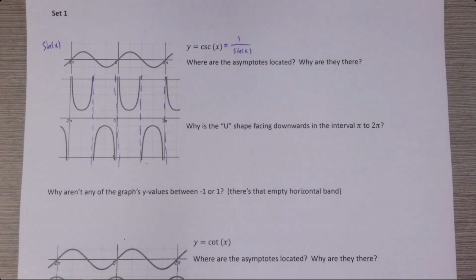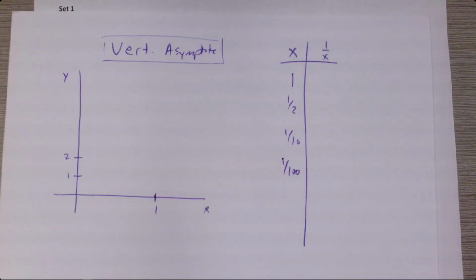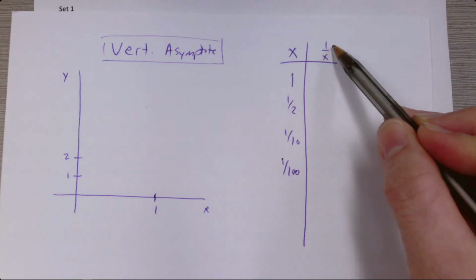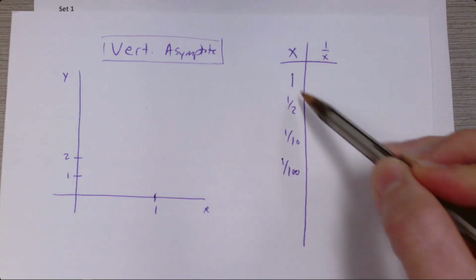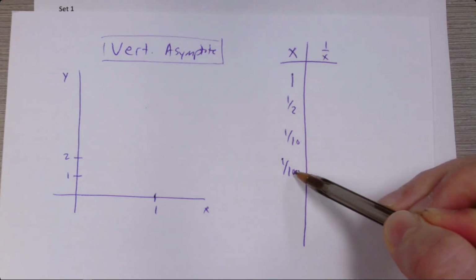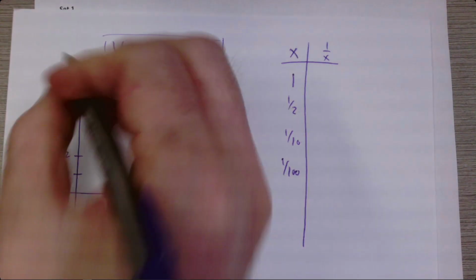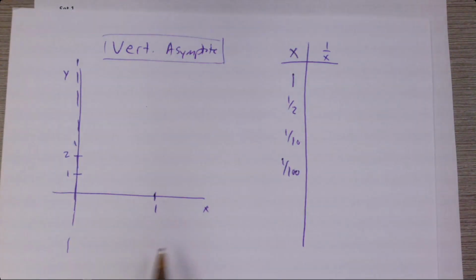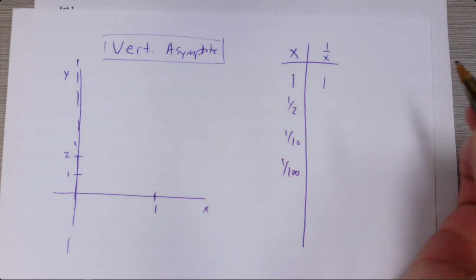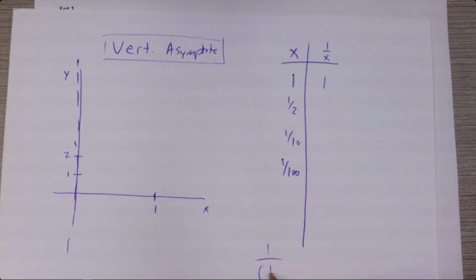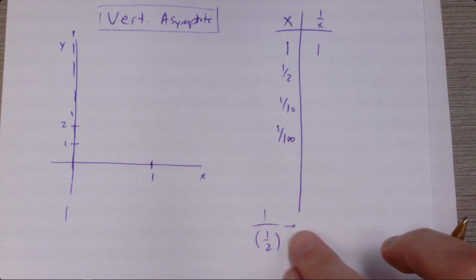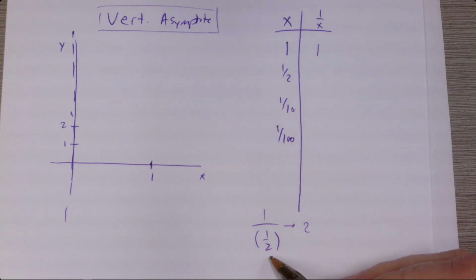We talked in the notes about where the vertical asymptote in the 1 over x graph comes from. So for the 1 over x graph, you are dividing 1 by whatever the x value is. So as the x values get smaller and smaller, that's like us imagining approaching the asymptote that we know is already there. So let's imagine what happens. 1 divided by 1 is 1. Remember that if you divide by a fraction like 1 half, that's the same thing as inverting it and multiplying. So 1 divided by a half is 2.